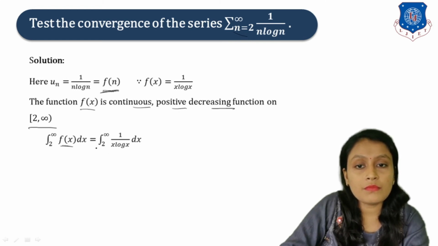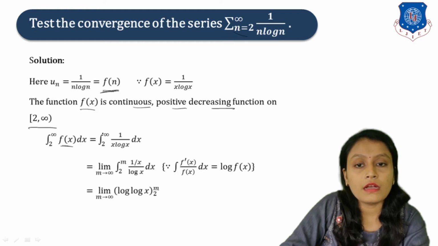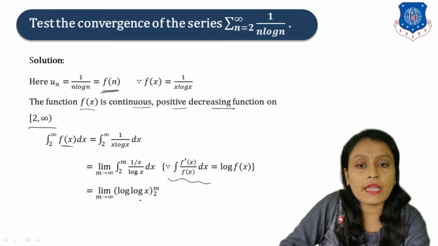Okay, again we have an improper integral, so we will write here m and the limit. Okay, so limit m tends to infinity, integration 2 to m, and we will rearrange this term as (1 upon x) upon log x. Okay, and we will apply this formula, that is integration f'(x) upon f(x) dx is equal to log f(x). Okay, so your function is given and its derivative, that is 1 upon x, is present in the numerator, right? So we will apply this formula and the answer will be log of log x, and the limit is 2 to m.